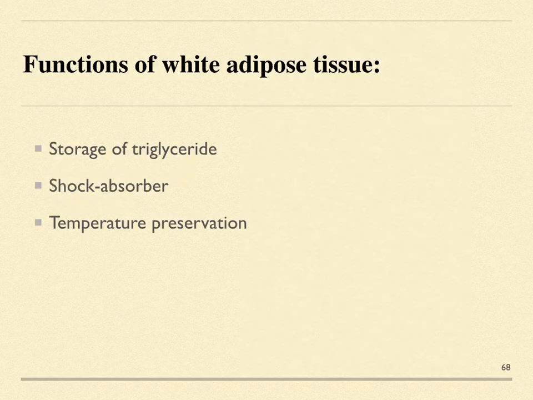Here you can find some functions of the white adipose tissue. White adipose tissue is able to store fat, and also it is able to absorb shocks or traumas, and also it helps to preserve the temperature of the body.